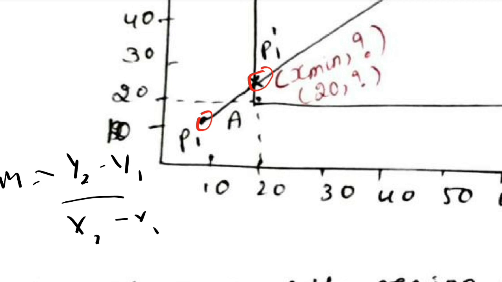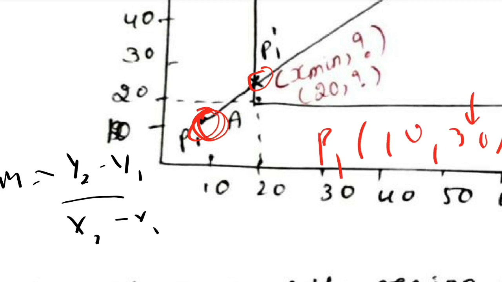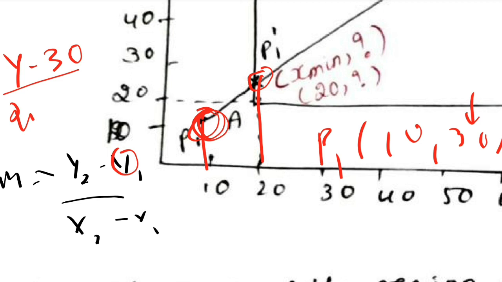So let's substitute the values here. What is the value of y2 and what is the value of y1? Y1 is the y value of this one. In the given question, the y value of P1 is, what is the P1 point given to us? P1 is given as 10 comma 30. So what is the y value here? 30. So instead of this one I'll write 30. So y2 I'll keep as y minus 30 by x2 minus x1. What is the x2 value? 20 and x1 value is 10. So 20 minus 10, that is equal to 6 by 7. So if you do this, you will easily get the value of y.